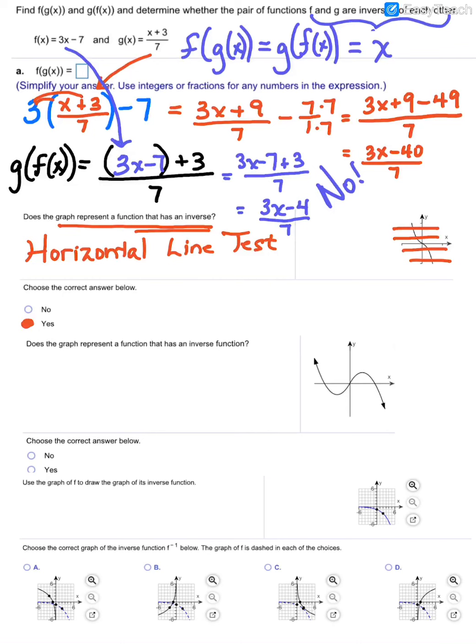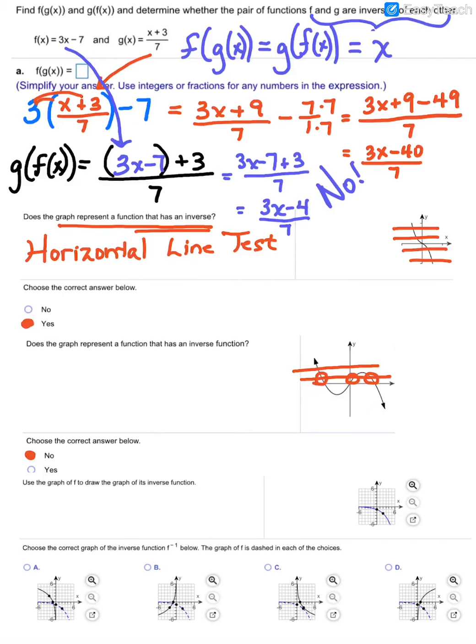Notice on this second example, if I draw my horizontal line up high, I'm okay. But if I try to draw a horizontal line here, I'm crossing more than 1 point. And if there's anywhere that it crosses more than 1 point, then you have to say no, the graph does not have an inverse function.